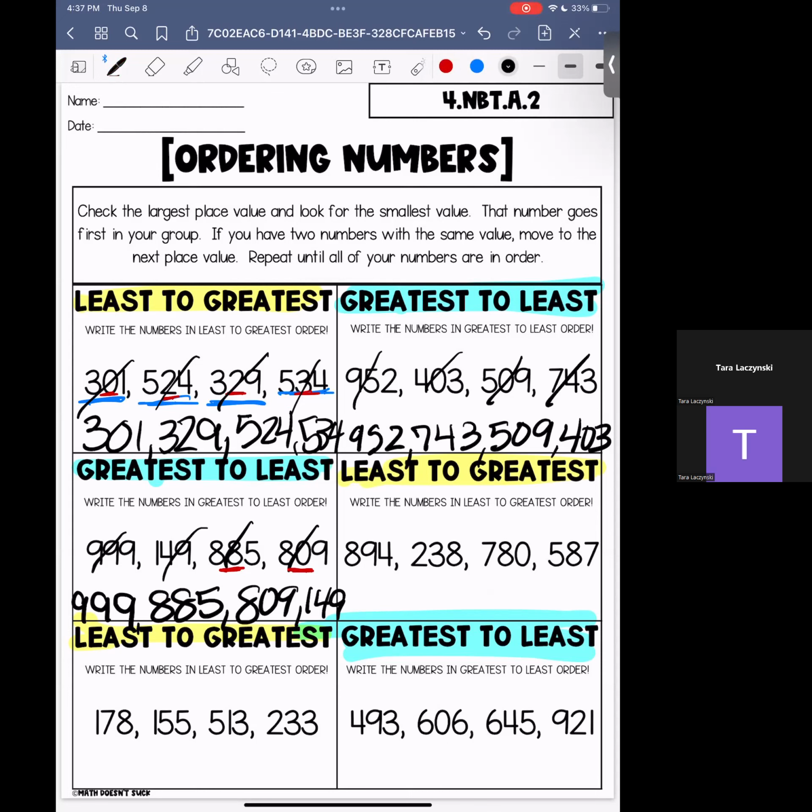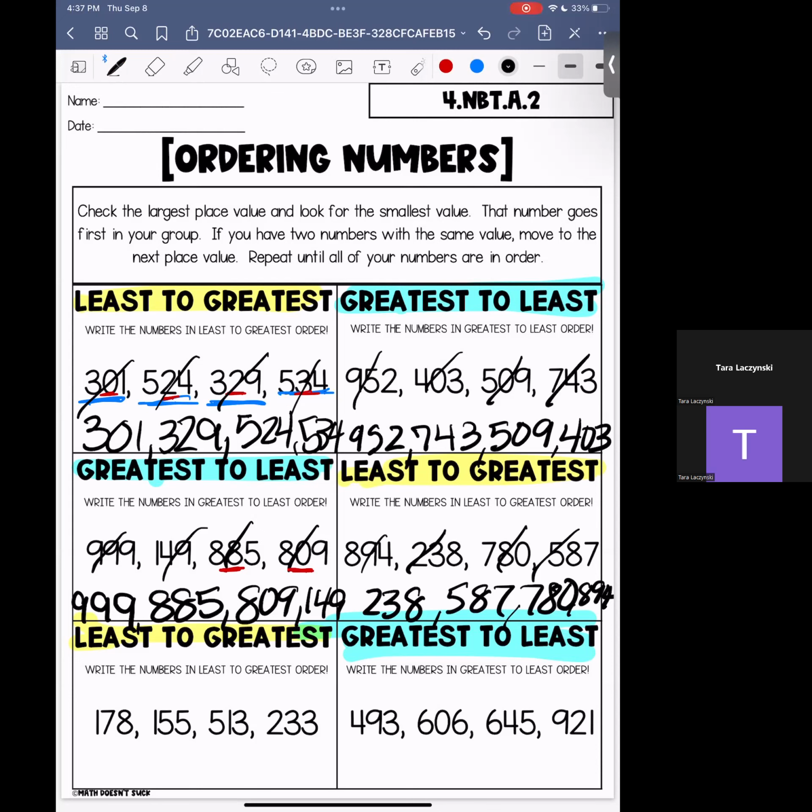Next one, back to least to greatest. I have an 800, a 200, a 700, and a 500. All of these have different hundreds place values, so all I have to do is put them in order from smallest to biggest. First is 238, followed by 587, 780, and 894.